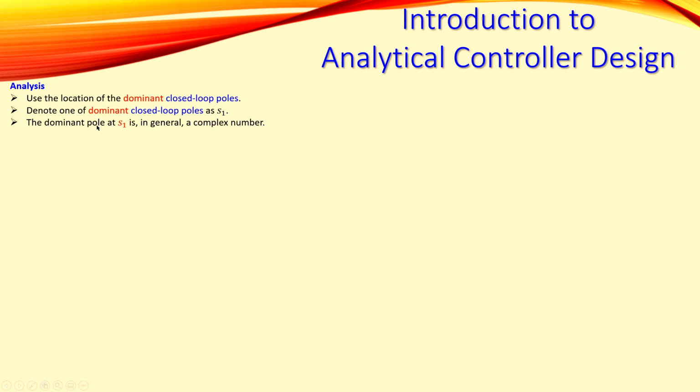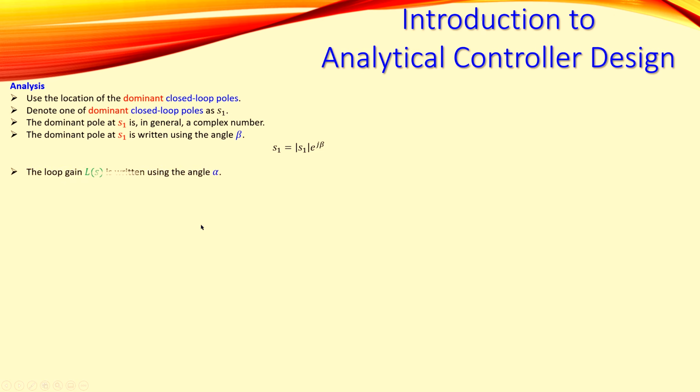Now, the dominant pole, we call this S1, is in general a complex number, so it has a real part and an imaginary part. We will see that shortly. The dominant pole S1 is also written with an angle beta, which is shown here. So there is an S1, which is given as a magnitude, a length, and it also has its associated phase.